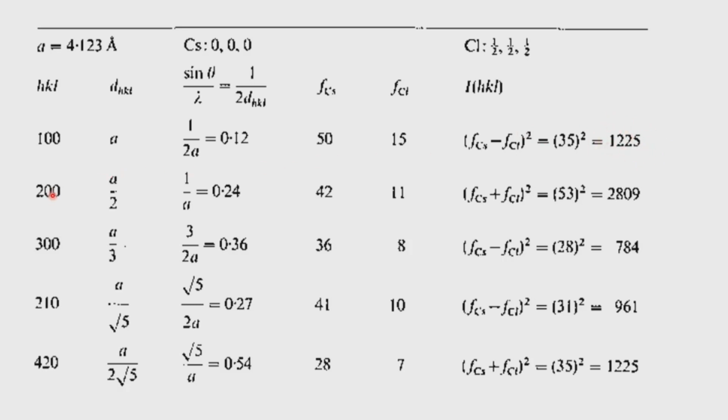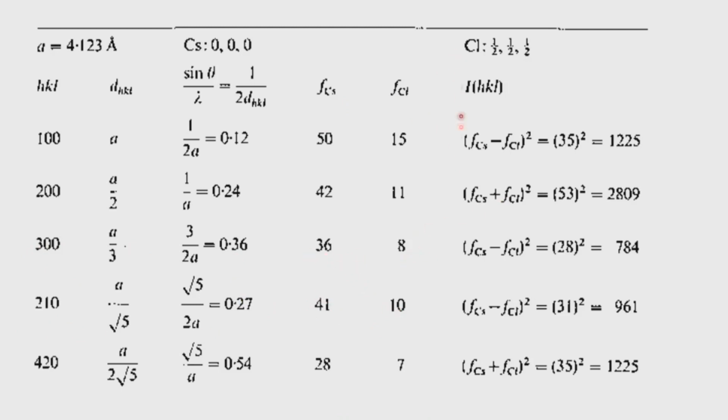So, similarly we can do for 200, 300, 210, 420, depending upon the value of D. We substitute this value of D up here, we get the sin theta by lambda value. You see that the sin theta by lambda value keeps on increasing, and correspondingly the values of Cs and Cl keep on decreasing. For example, 300 is a reflection which comes after 210, and therefore you see the contribution is 41 and 10 here and 36 and 8 there.